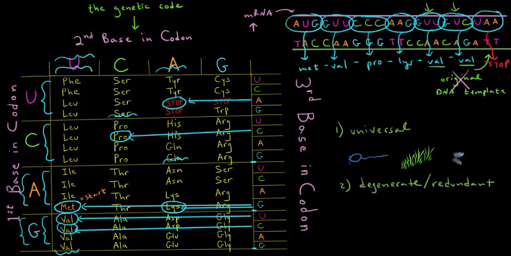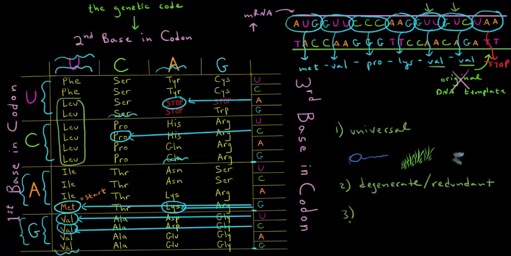And in fact, if you look at the chart, you can see that the genetic code is actually very redundant. There are many codons that code for the same amino acid. If you look right over here, for example, there are actually 6 different codons that all code for the amino acid leucine.